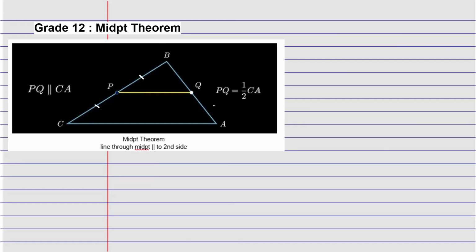And on the other side, this point Q also cuts the line in equal parts, right? But what they still have the same is that they still have parallel lines. So we still have parallel lines, but the difference with the midpoint theorem is that this point cuts the line into two equal parts. Is everyone okay with that? Yes.